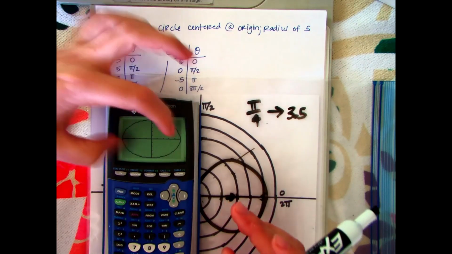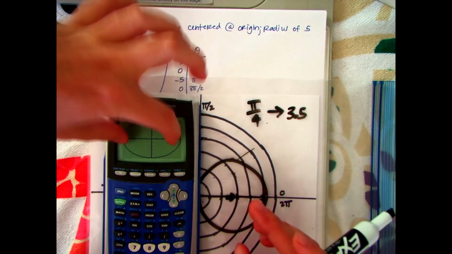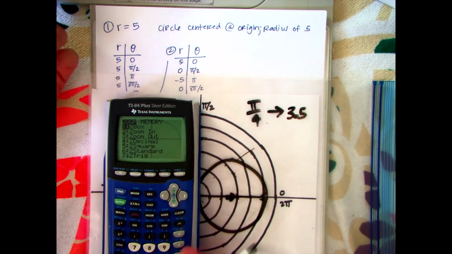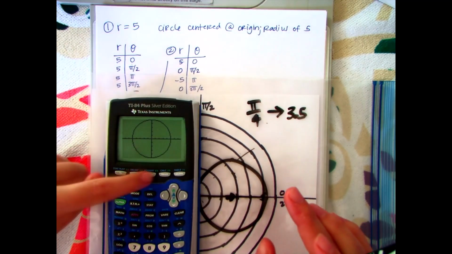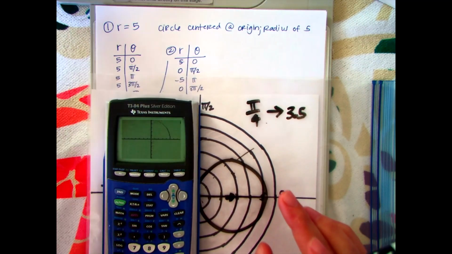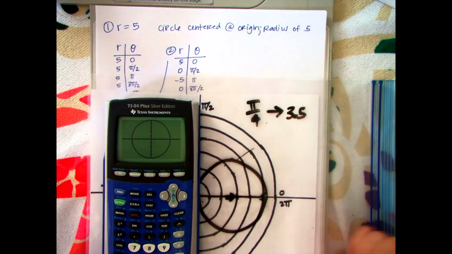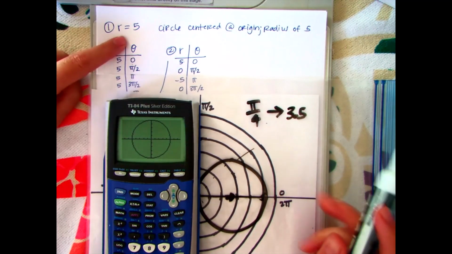It's because this is not a square that we're trying to graph it on. We're graphing it on a rectangle. So that's why I like to use the square window. So again, I went zoom, square. Why didn't I do that from the beginning? No one knows. All right, so that was r equals 5.